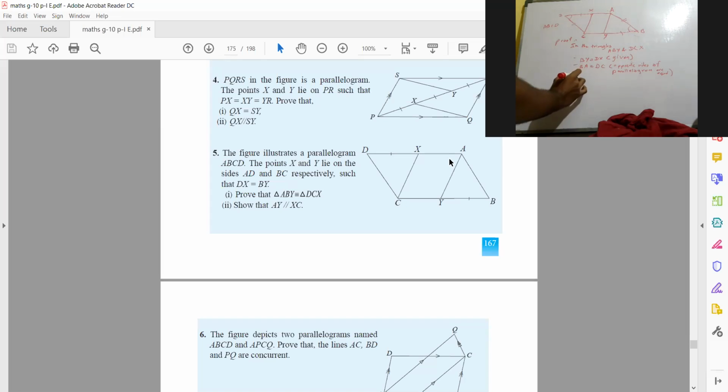Then the last one, the angle ABY is equal to the angle CDX. The reason is opposite angles of a parallelogram are equal.